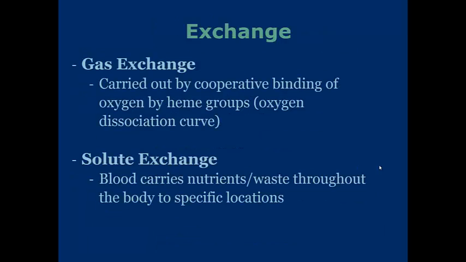Lastly, gas exchange. The circulatory system is responsible for gas and solute exchange. Gas exchange is carried out by cooperative binding of heme groups. There's going to be 4 of these, and as each heme group binds, it's going to increase the affinity of the others, creating a cascade.